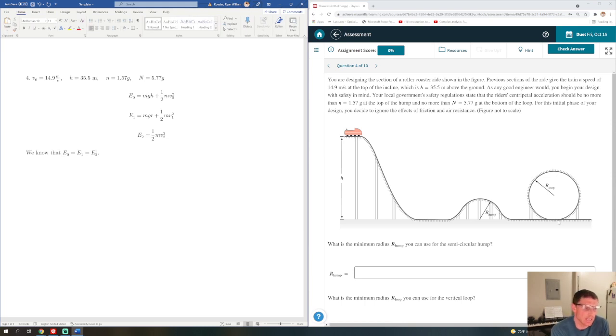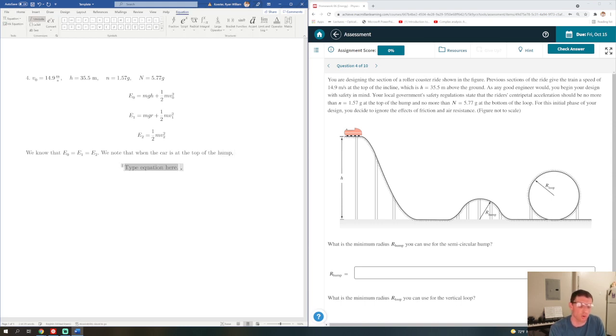And what we need is the form of Newton's second law for circular motion, right? Because when the car is here at the top of the hump, or really at any point on the loop, it's undergoing circular motion, right? So what I would say is we just need to note that when the car is at the top of the hump, we can write the net force equation in the centripetal direction like this.